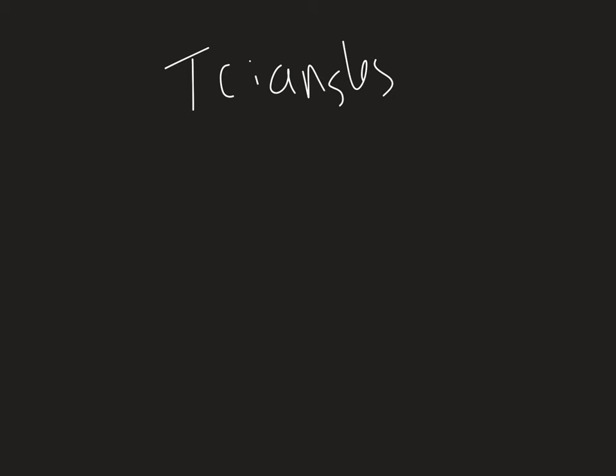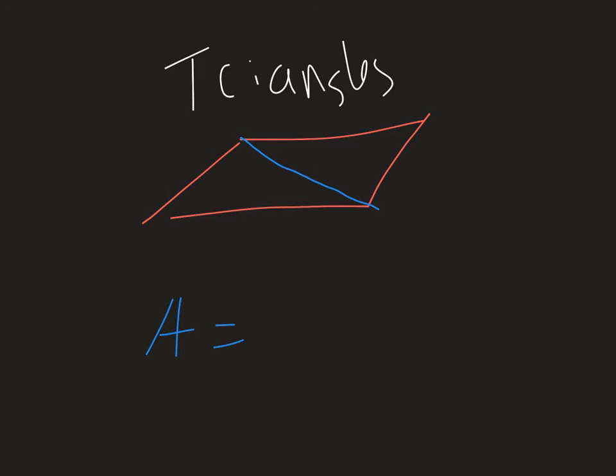So triangles, very similar to parallelograms. If I think about a parallelogram, well, I could take it and I could cut it in half along the diagonal like this, and I've got triangles. And if I can imagine any parallelogram, I can always cut it into 2 triangles that are going to be equal in size. So the area of a triangle, and you may be familiar with the formula, is 1/2 times base times height.